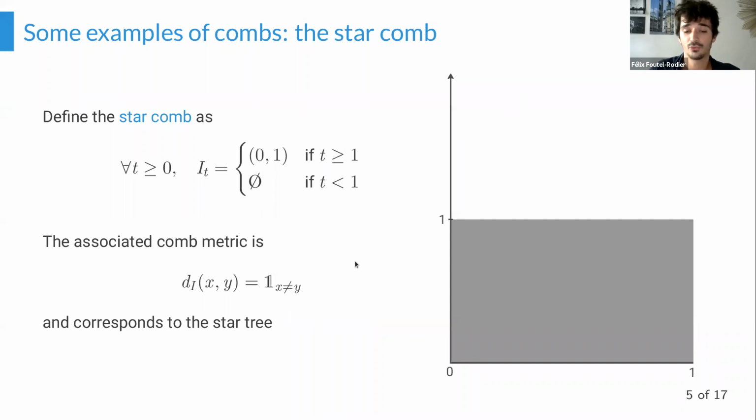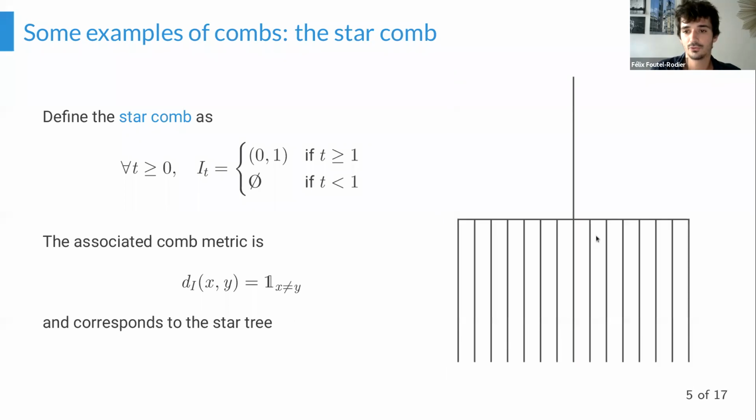And this corresponds to a tree. This is just the trivial star tree, where you have a single branch that branches into infinitely many new branches at time 1. Okay, so two very different combs that encode very different ultrametric spaces.